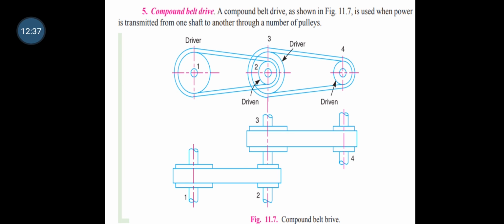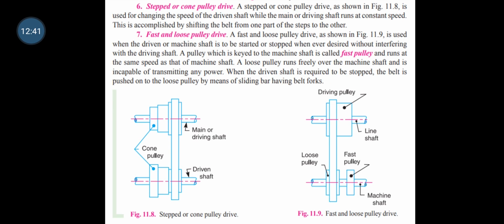And the next drive is the stepped cone drive. The diagram shows the stepped cone drive. A stepped cone pulley drive is used to change the speed of the driven shaft while the main or driving shaft runs at a constant speed. This is accomplished by shifting the belt from one part of the step to the other.